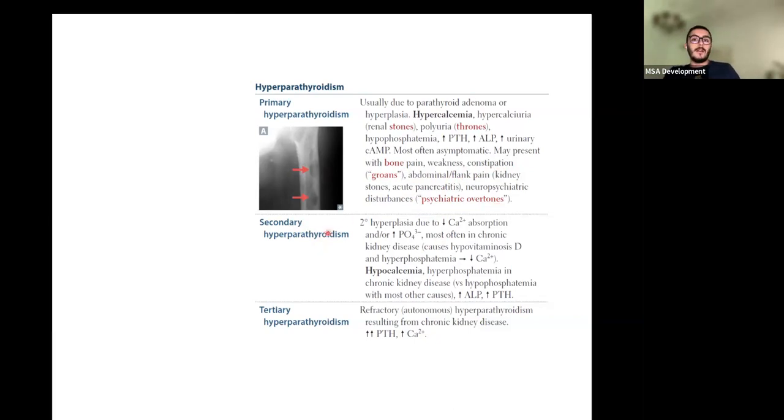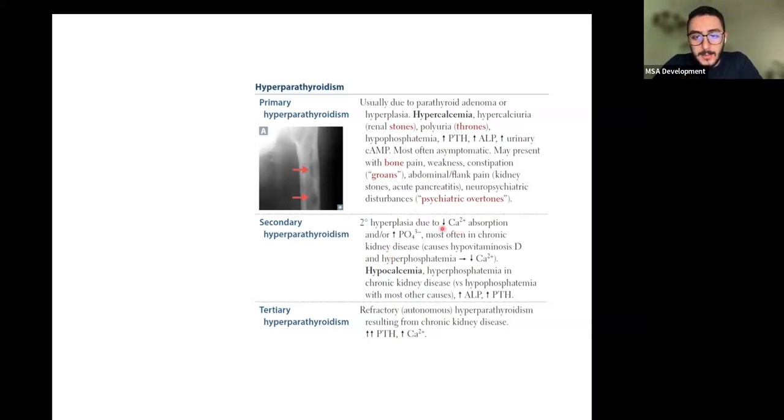Now, secondary hyperparathyroidism is not due to an overactive parathyroid gland. However, it is because of chronic renal failure. Now, for chronic kidney disease, I want you to imagine it this way. The normal function of the kidney is to reabsorb calcium and excrete phosphate, but this will be the opposite in chronic kidney failure. In kidney failure, calcium will be excreted in the urine and phosphate will be reabsorbed.